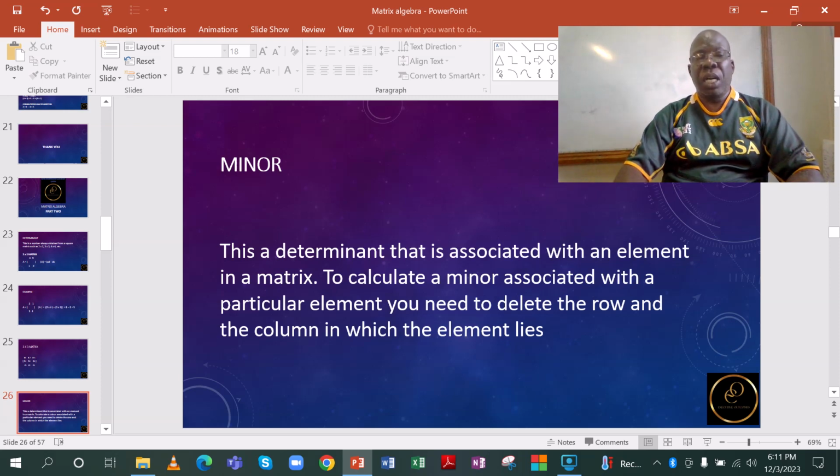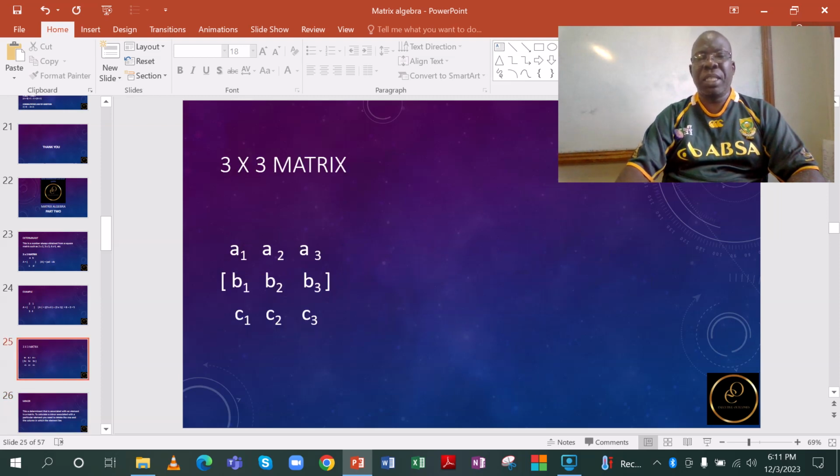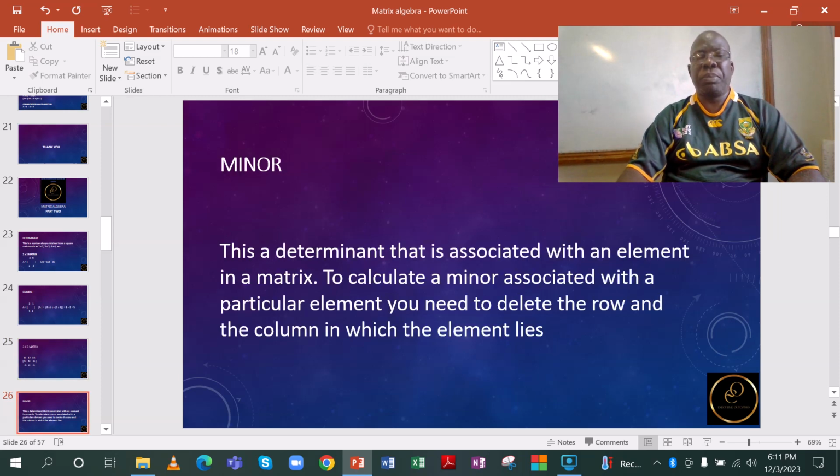First of all, you need to know that with this 3 by 3 matrix, you need to resolve what its minors are. So we need to know what a minor is. A minor is a determinant that is associated with an element in a matrix. To calculate the minor associated with a particular element, you need to delete the row and column in which the element lies.